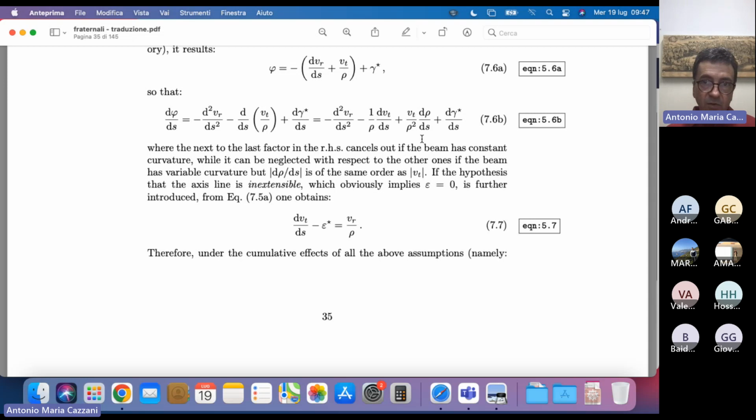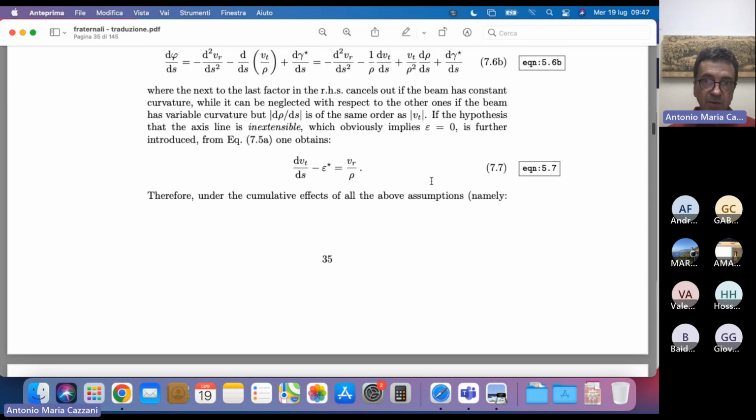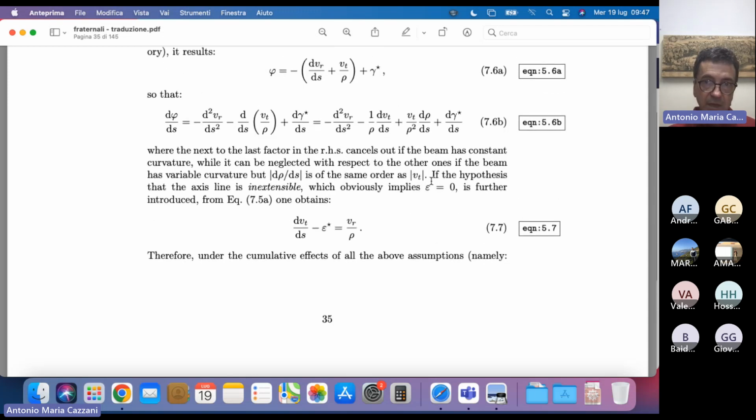And so often that term will not be taken into consideration in a rigorous way if the axis line is an arc of a circumference, or if the radius of curvature is sufficiently large, as this term can be disregarded.